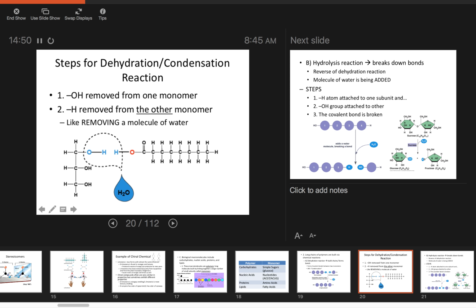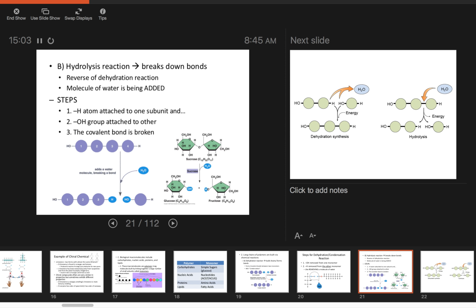So steps for a dehydration condensation reaction, you're going to remove the OH from one monomer, the H from the other monomer, and you're basically just removing a molecule of water to form that covalent bond. Now the opposite of this is a hydrolysis reaction, which means you're going to break down bonds. It's the reverse. So instead of forming water, you're going to take water and throw it in the mix. Okay? So you take water, hydrogen forms to one monomer here, and then the hydroxyl group to the other, and it splits it apart.